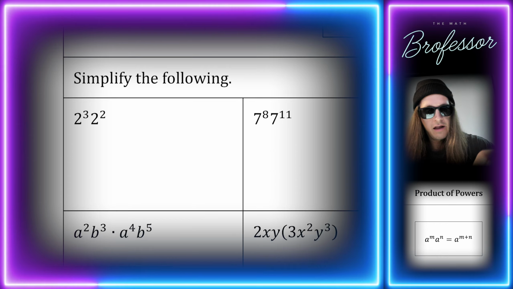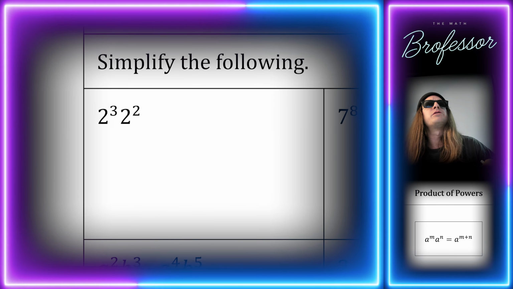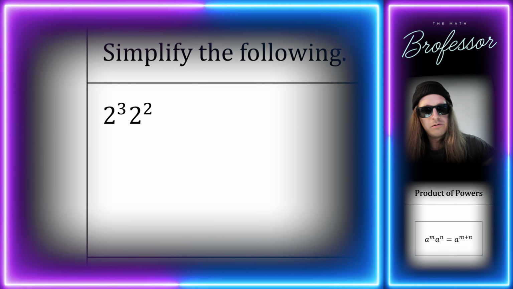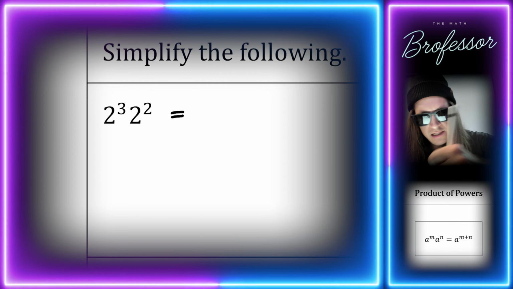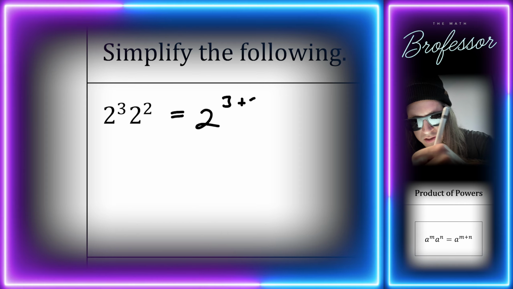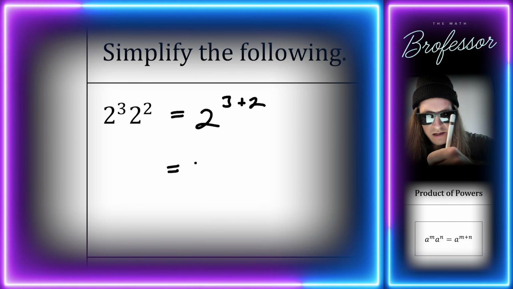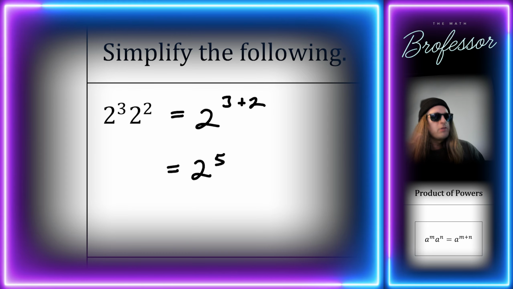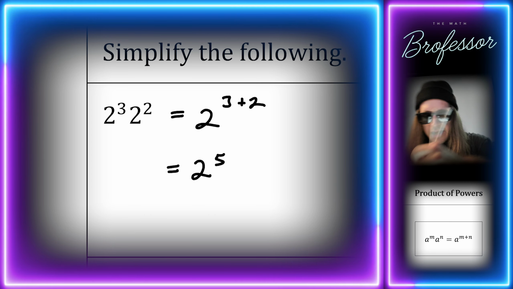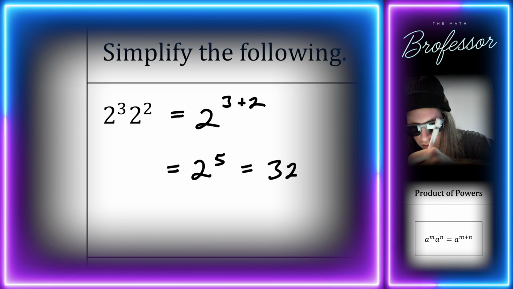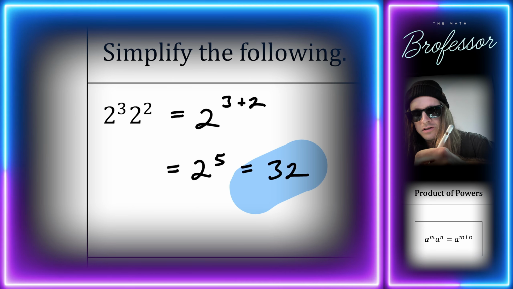So what does that look like? Well, if I have something like 2 to the third times 2 squared, well, just add the exponents. Add the 3 and the 2. 3 plus 2 is 5. Now, 2 to the 5th power, you could figure that out, right? 2 times 2 times 2 times 2 times 2, 5 times. That is going to get you to 32. So the answer there is 32.